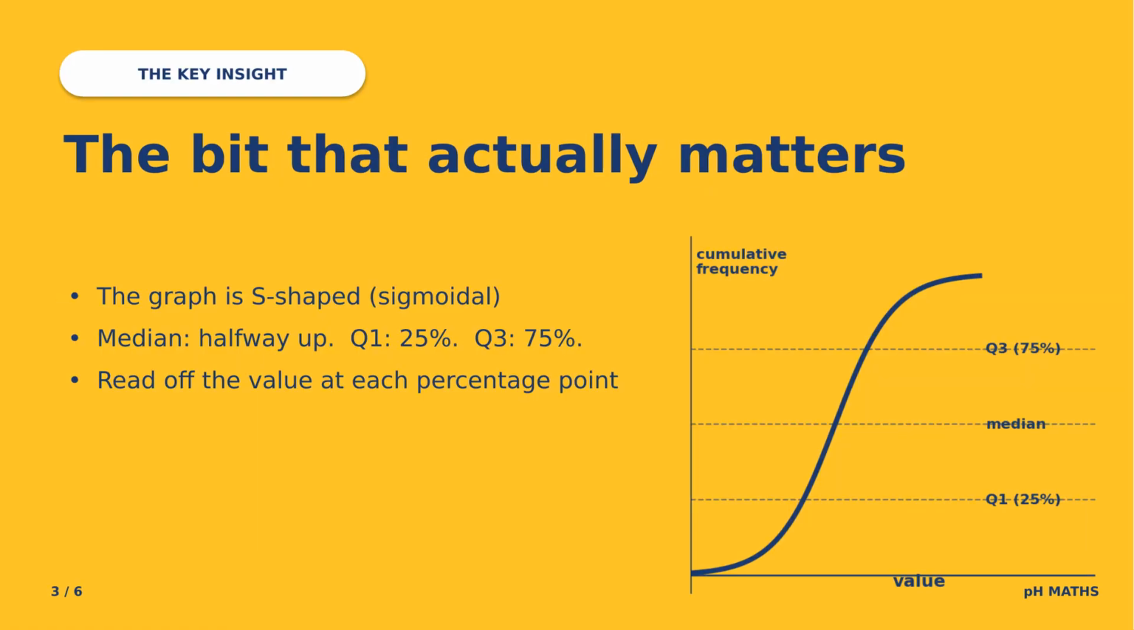Key insight. The graph is S-shaped. It starts shallow, steepens through the middle, then flattens off at the top. To find the median, draw a horizontal line at 50% of the total frequency and read off the x value. For Q1, use 25%. For Q3, use 75%. Quartiles drop out instantly.